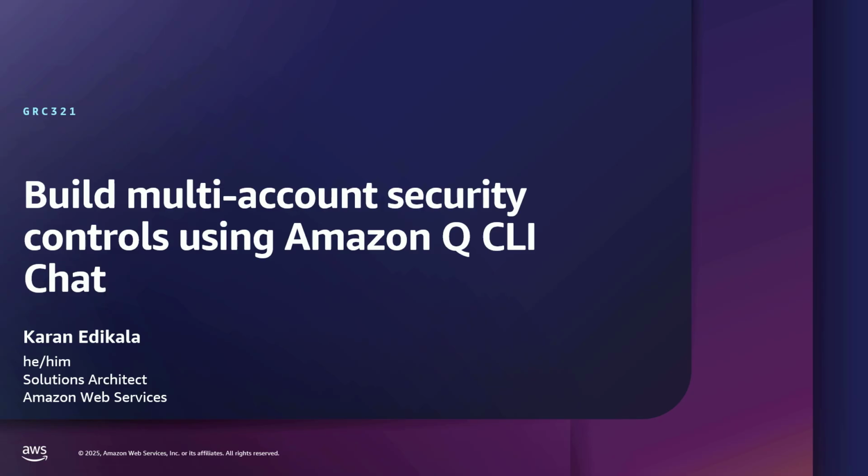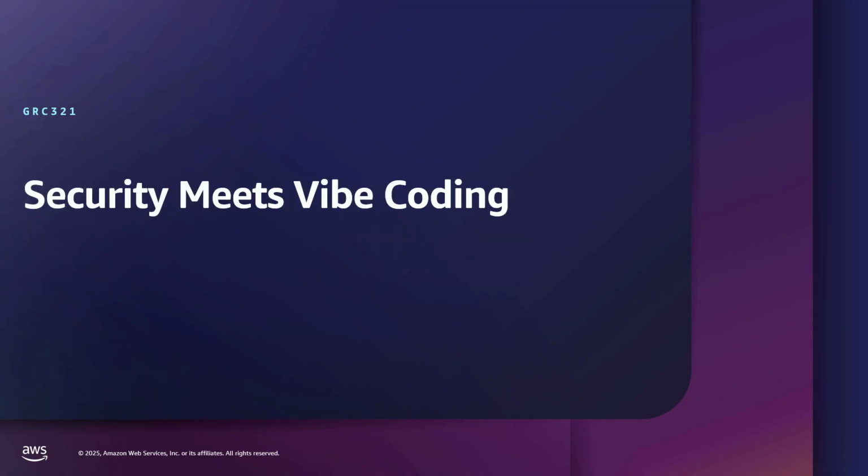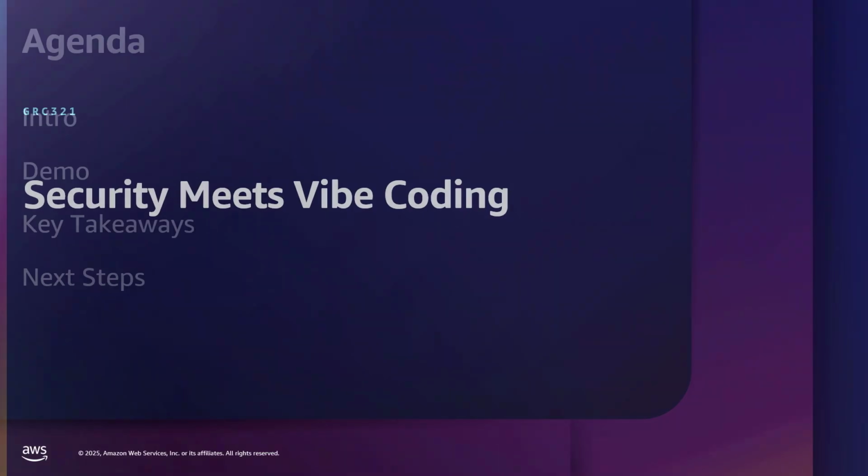Today I'll be talking about how you can build multi-account security controls using Amazon QChat CLI, which is our AI coding assistant. And the unofficial title for this talk is Security Meets Vibe Coding, because I'll show you a solution at the end of this, and I haven't written a single line of code to build the whole solution. So I think that fits the title.